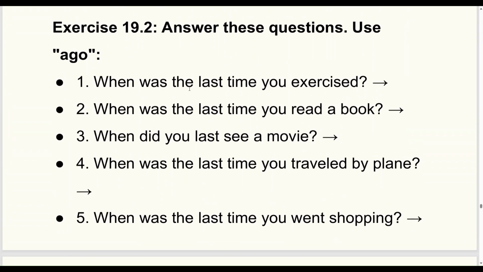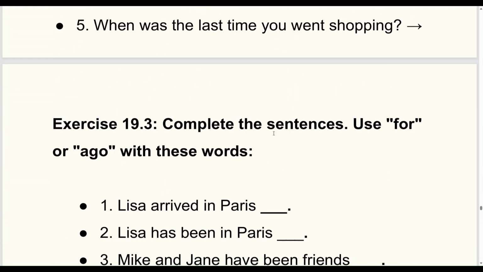Let's try to answer these questions using the word ago. When was the last time you exercised? 2 hours ago. When was the last time you read a book? 2 months ago. When did you last see a movie? 5 years ago. When was the last time you traveled by plane? 4 years ago. When was the last time you went shopping? 3 days ago.